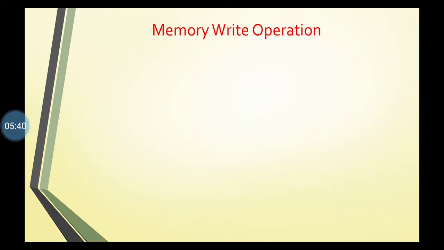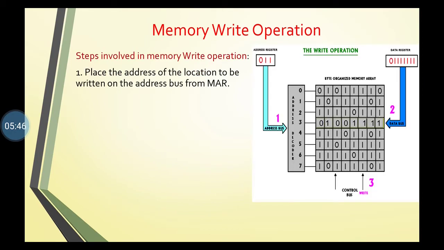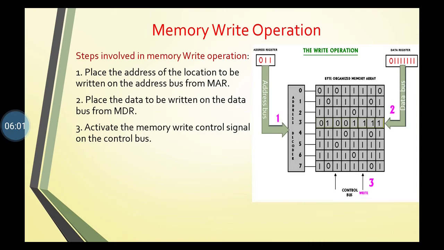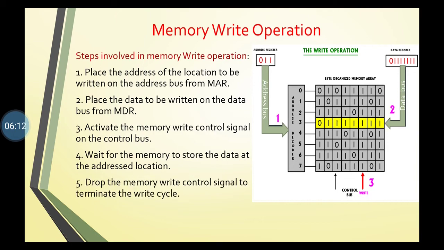Let us see the steps involved in memory write operation. First step is placing the address onto the address bus. Place the data to be written onto the data bus. Activate the memory write control signal on the control bus. Wait for the memory to store it in the addressed location. And final step is dropping the write control signal to terminate the write cycle.